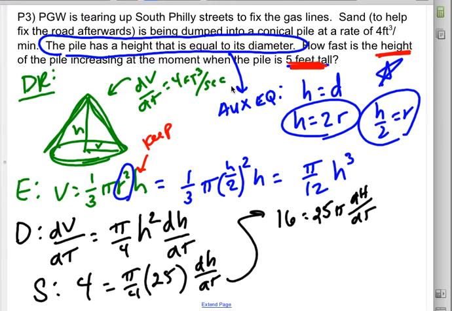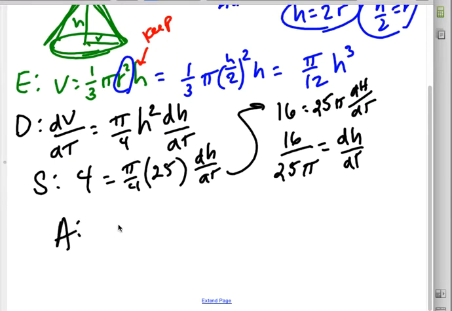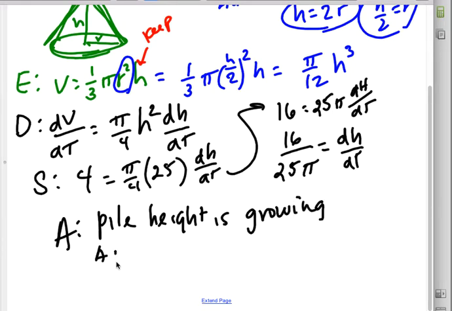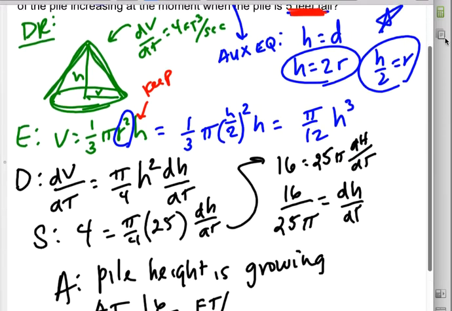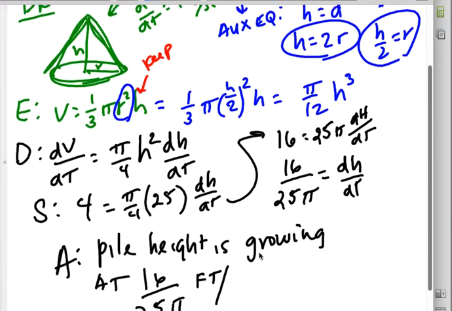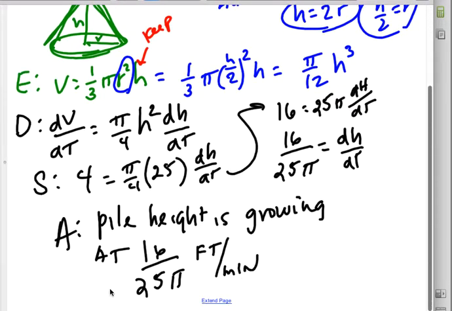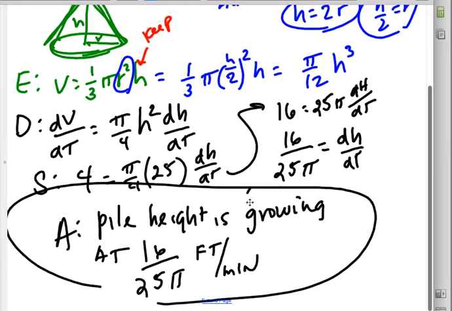So I'm going to get 16 over 25 pi equals dh/dt, and then I'm going to have to remember to answer the question, right? My answer is that the pile height is growing or changing. You could just say changing at 16 over 25 pi. It was feet per minute. Let's check. Yep, minute. And you could say growing, or you could just say changing.